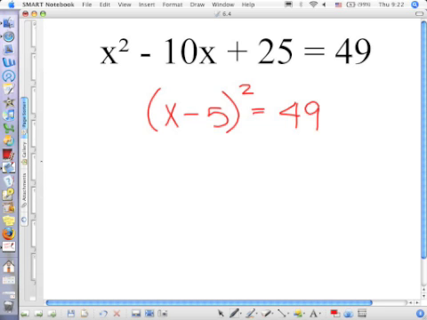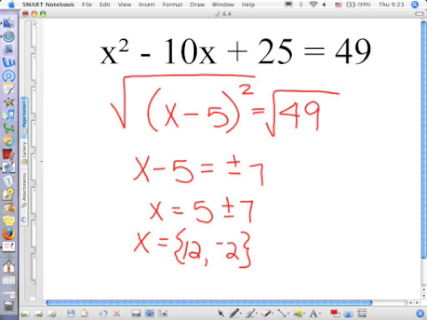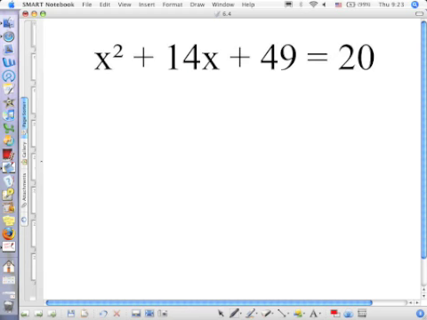Nick, what did you get? 12 and negative 2. Let's see. Take the square root of both sides. X minus 5 equals plus or minus 7. Add 5. 5 plus 7 is 12. 5 minus 7 is negative 2. Very good. That's what you all should have gotten. Are there any questions on this? Okay. Do this one real quick by yourself.